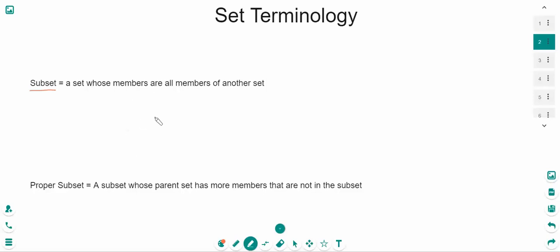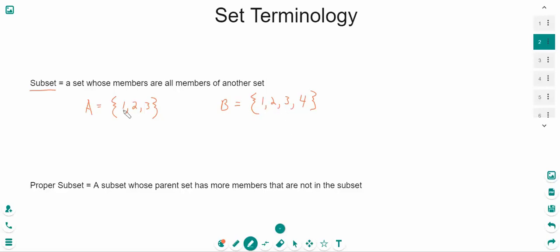A subset is a set whose members are all members of another set. Now that may sound confusing. So let me give you a couple of sets. Let's say I have the set A, and set A includes the members 1, 2, and 3. Then let's say I have a set, we're going to call it set B, and that is going to include the members 1, 2, 3, and 4. So we have 2 sets, and if we look at the first set and its members and compare that to the second set's members, we see that all of the members from the first set are also contained in the second set.